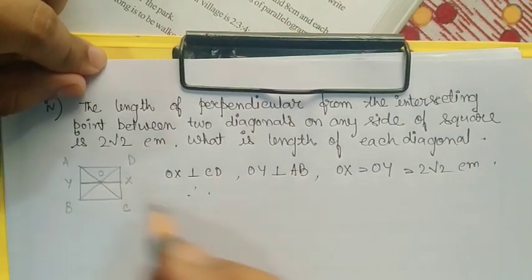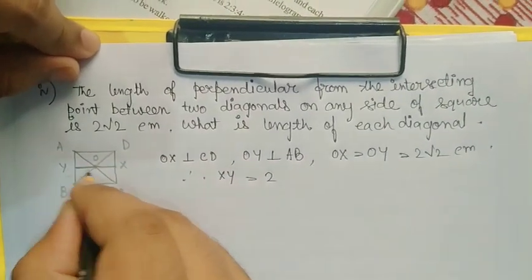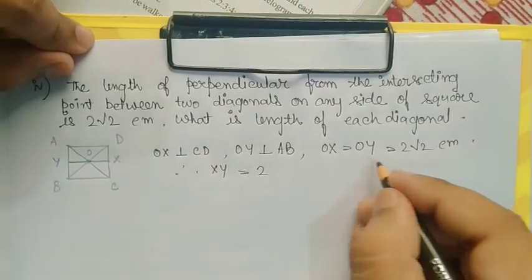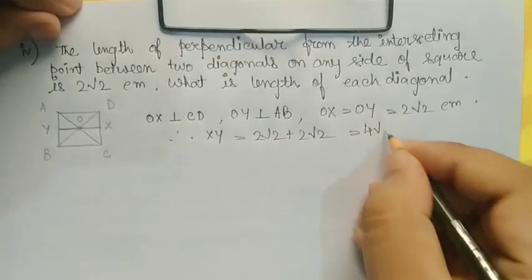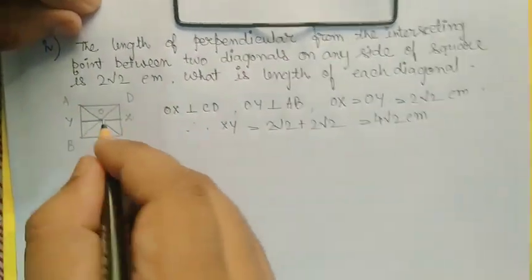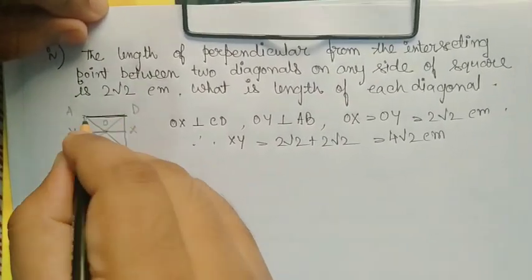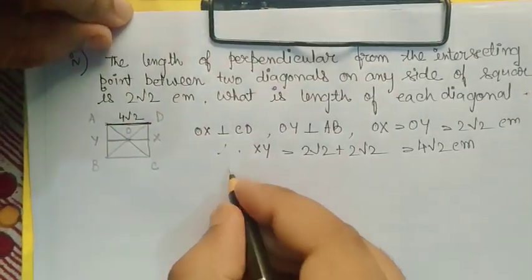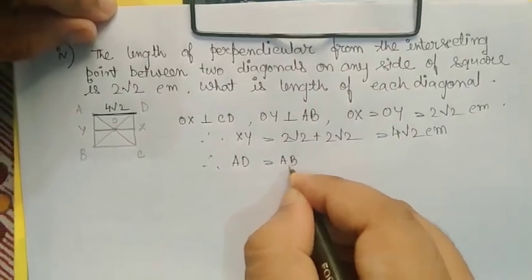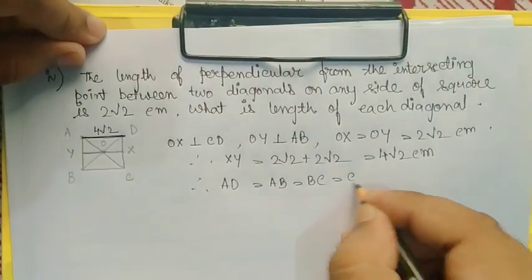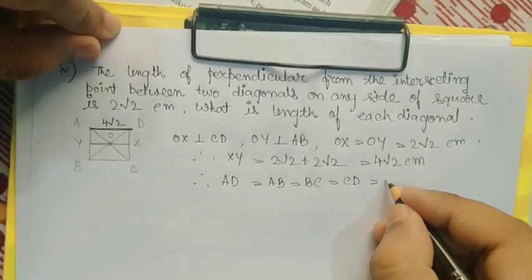Therefore we can say that XY equal to, XY means this plus this, so OY plus OX, both are 2 root 2 centimeter. So 2 root 2 plus 2 root 2 equal to 4 root 2 centimeter. If XY equal to 4 root 2, therefore the side is also 4 root 2. So we can say that AD equal to AB equal to BC equal to CD, all the sides of this square are equal and the length of the side of this square is 4 root 2 centimeter.